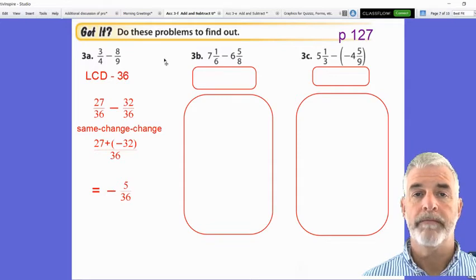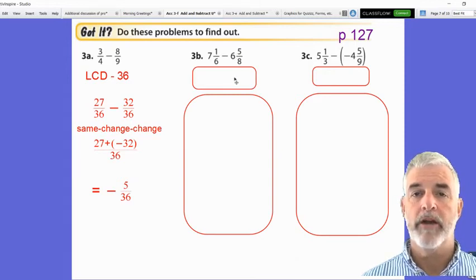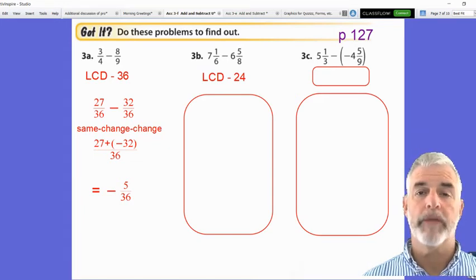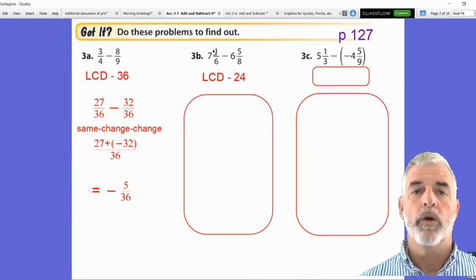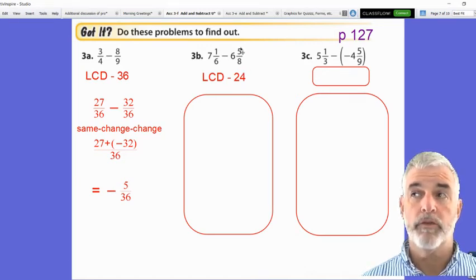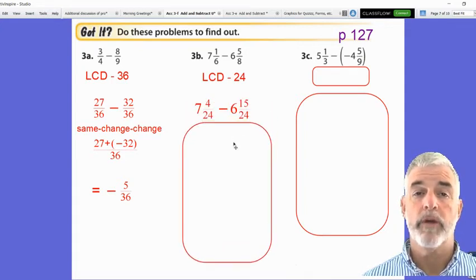All right, 3B. 7 1/6 minus 6 5/8. I'm going to have to regroup here. I can tell because this fraction is going to be smaller than this fraction. The common denominator of 6 and 8 is 24. You could use 48, but your numbers are bigger, and you have to simplify at the end if you use 48. So 1/6 in the equivalent fraction in 24ths is 4/24, and 5/8 is the same as multiplying by 3, so 15/24.